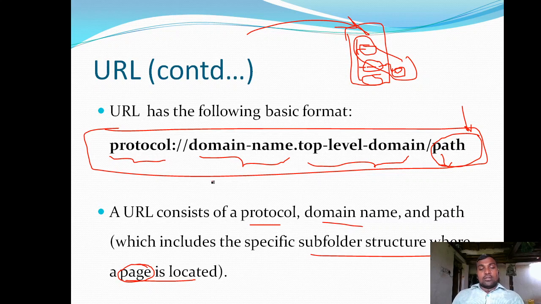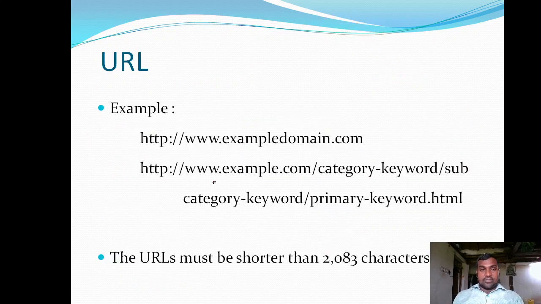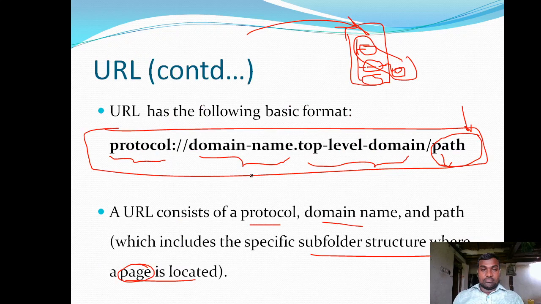So for example, different kinds of URLs are available. Here, this is the protocol, http colon slash slash www.exampledomain.com. So this is the top level domain .com, and this is the domain name exampledomain, and this is the world wide web. Okay, and this is the protocol colon slash slash. Now look at the protocols: HTTP, HTTPS, FTP, SMTP, etc. Like that, so many protocols are there.